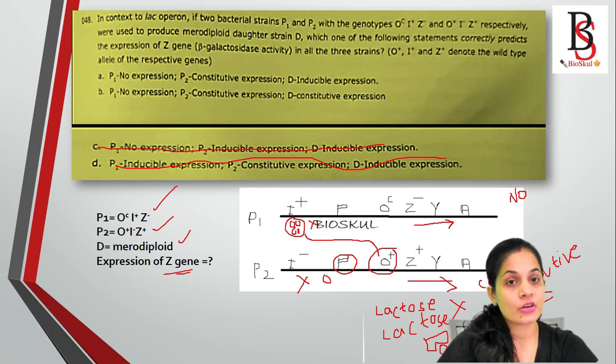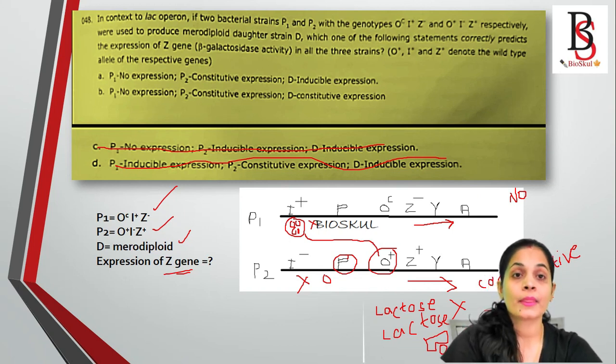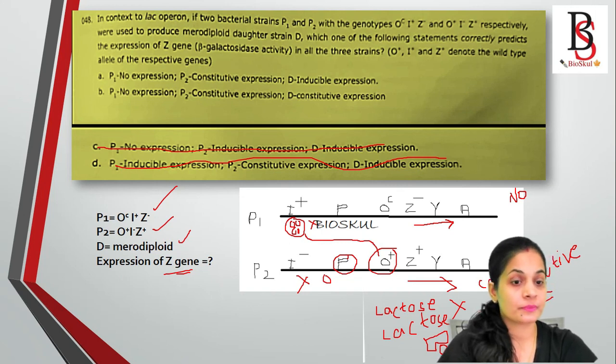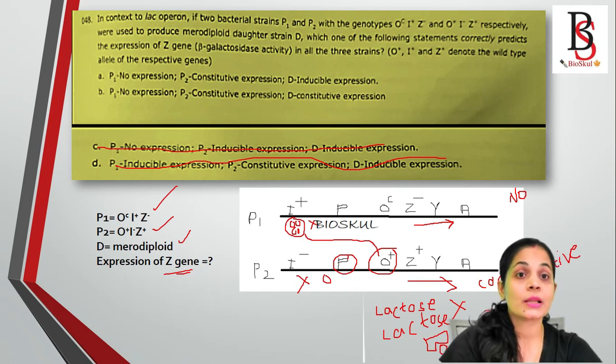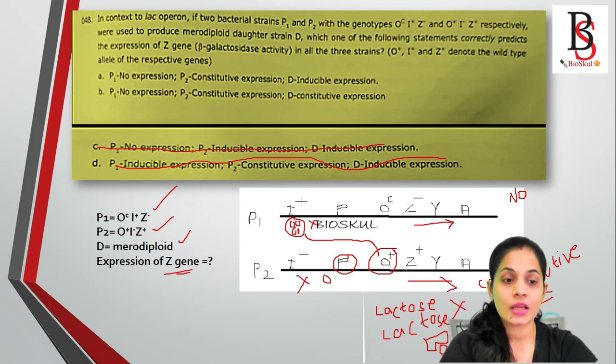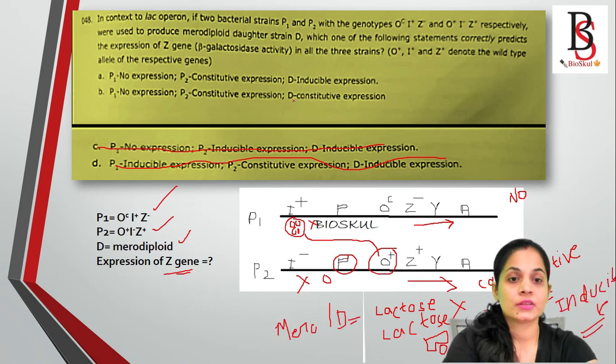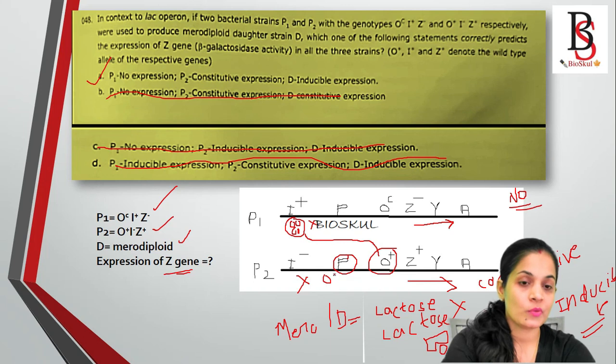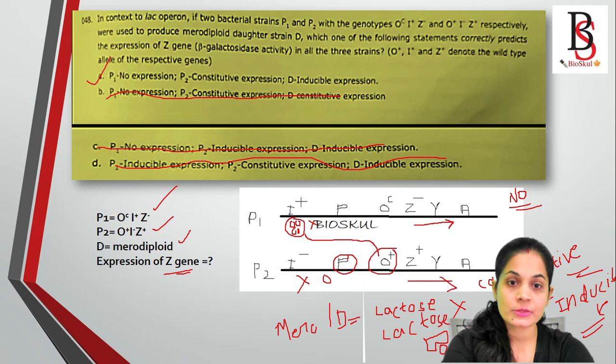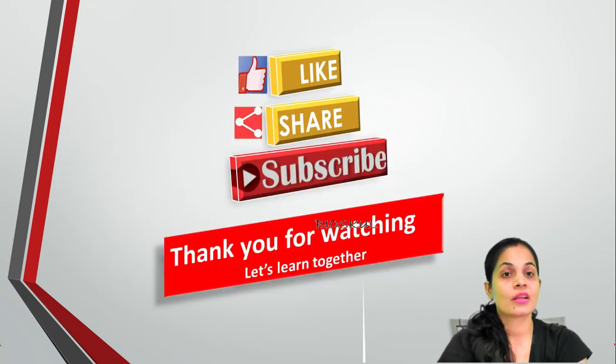So in the merozygotic condition, the expression of the Z gene is inducible, because that expression depends on the presence or absence of the inducer. So okay, let's see the options. We got D is inducible expression. So the correct answer is option A. Okay. The P1 strain, no expression. P2 strain, constitutive expression. And D, the merodiploid strain, has inducible expression.